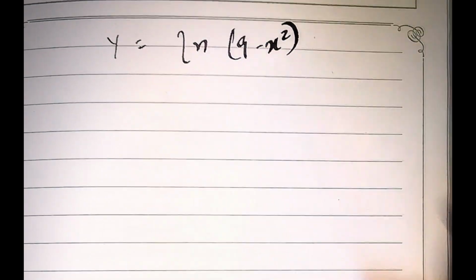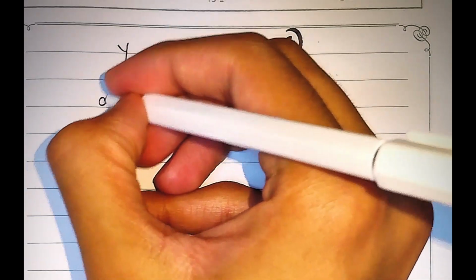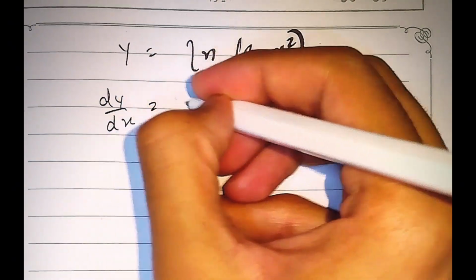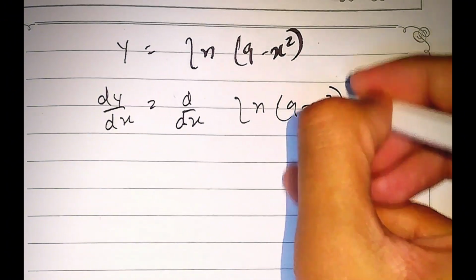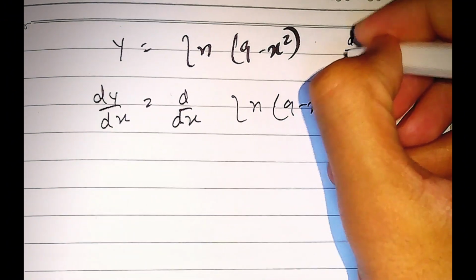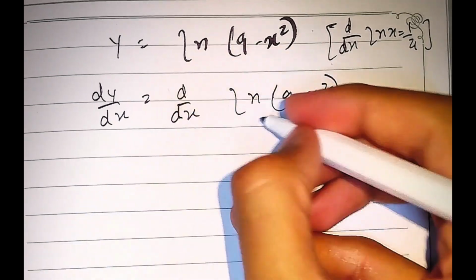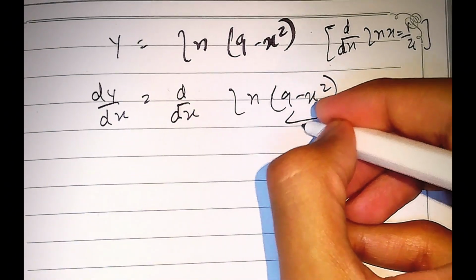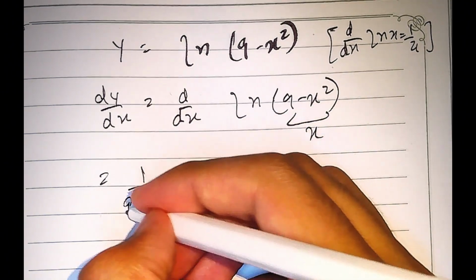Moving on towards a very simple question. We have log of 9 minus x squared, and we can simply apply the differential on both sides of it. Dy by dx, d by dx, log of 9 minus x squared. Okay, we know that the derivative of a log of x is 1 divided by x, right? So this thing will be considered my x. So we have 1 divided by, instead of writing x, we have 9 minus x squared.